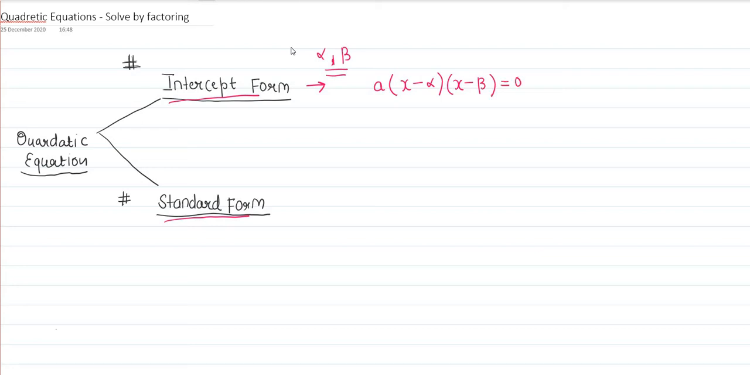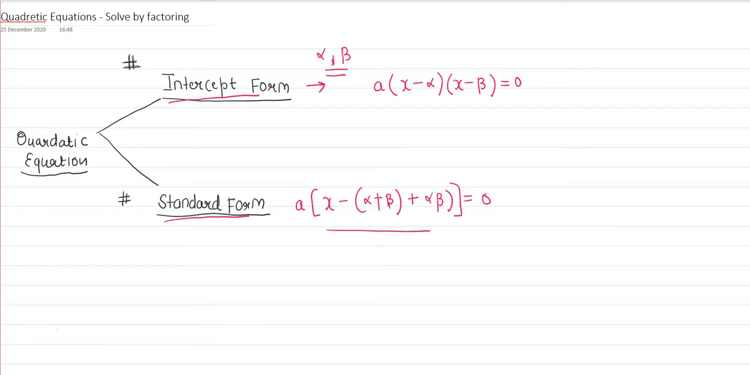Similarly, in terms of the roots, we wrote the standard form as x squared minus (alpha plus beta)x plus alpha into beta is equal to 0, right?